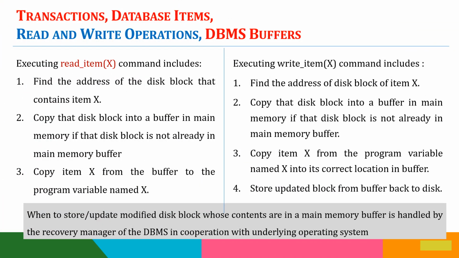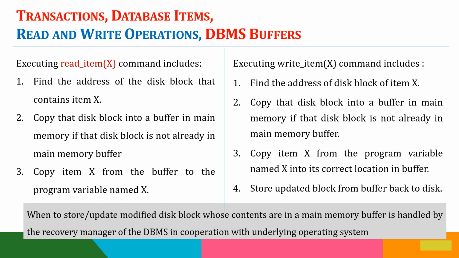When executing the read_item(X) command, it includes various steps. We need to find the address of the disk block that contains the item X. Then copy that disk block into a buffer in main memory if that block is not already in the main memory buffer. Then copy the item X from the buffer to the program variable named X.